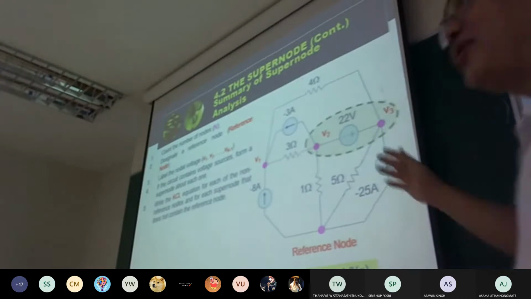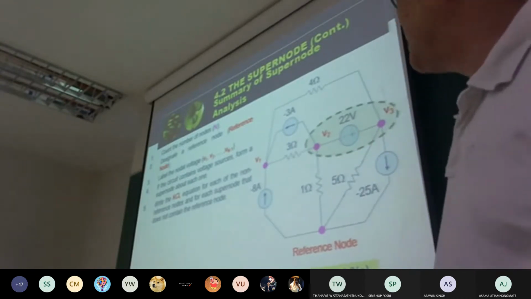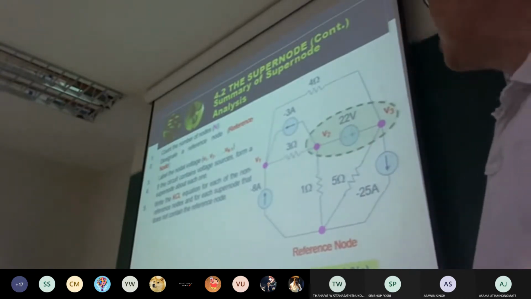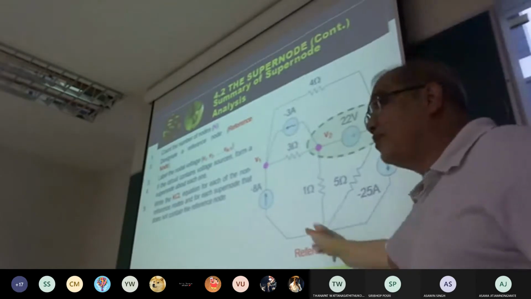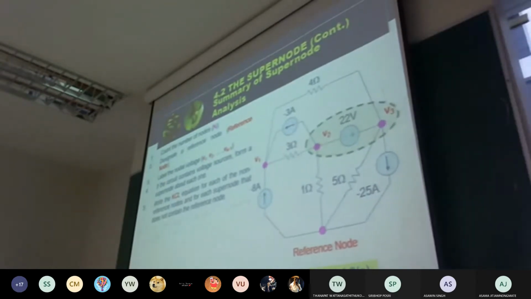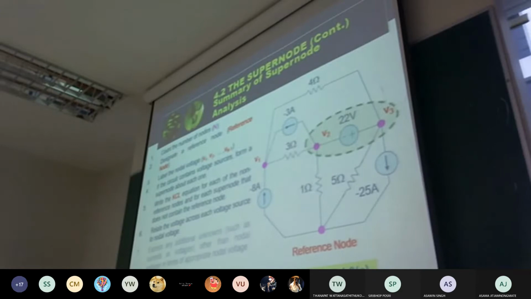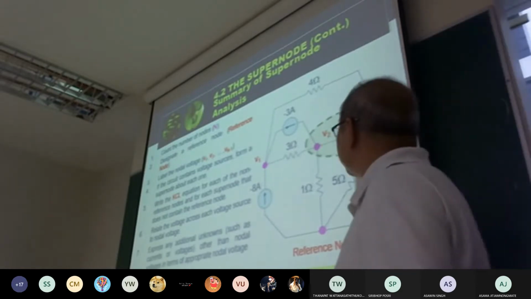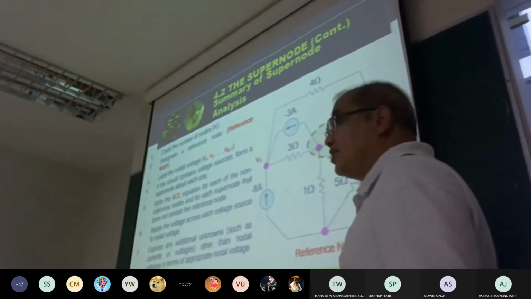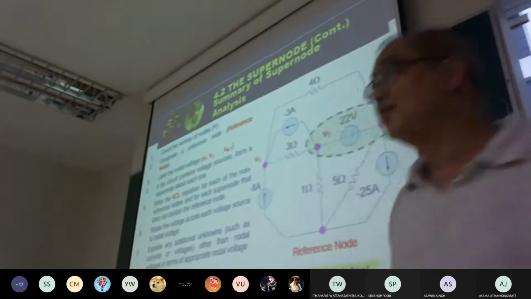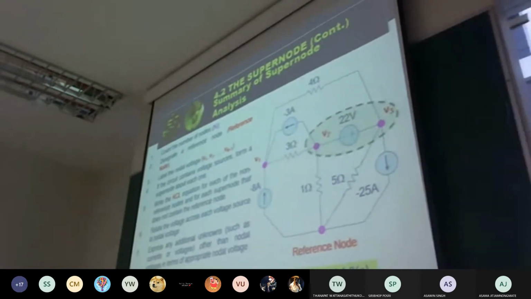Okay, clear? What about the procedure with the supernode? Write the KCL for each non-reference node and for each supernode, and we don't do it at the reference node. Then relate the voltage across each voltage source to the nodal voltages and express the relationship equation. You get 3 equations, 3 unknowns, you can solve it. Now, in order to make you fully understand, we try to apply them in a real example case.